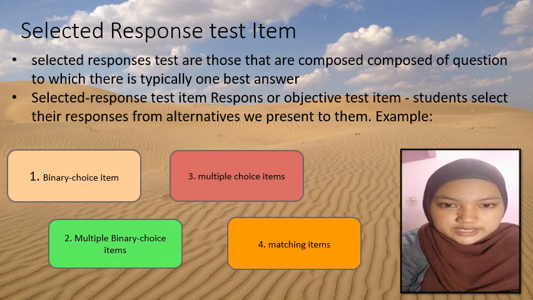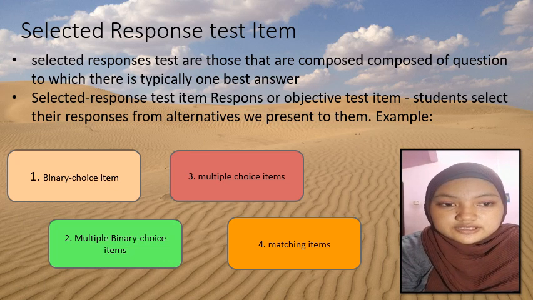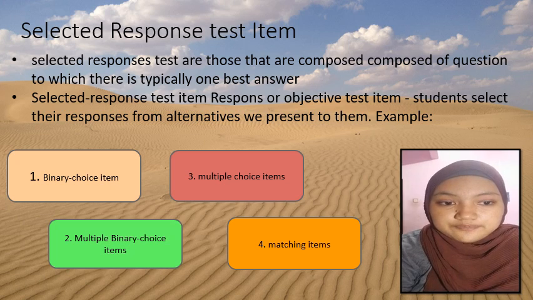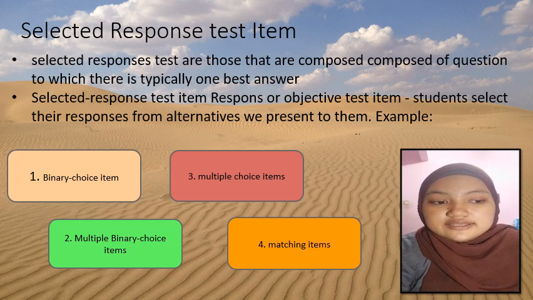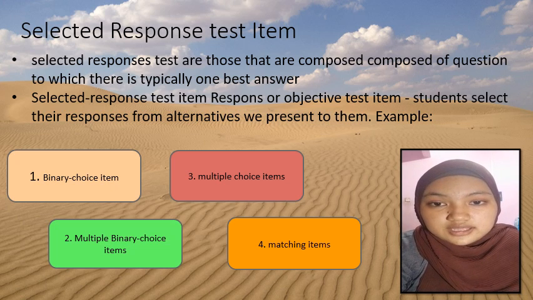Next, I will explain about selected response test items. Selected response test items are those composed of questions to which there is typically one best answer. Selected response test items, or objective test items, let students select their answer from alternatives we present to them. Examples are binary choice item, multiple binary choice item, multiple choice item, and matching item.